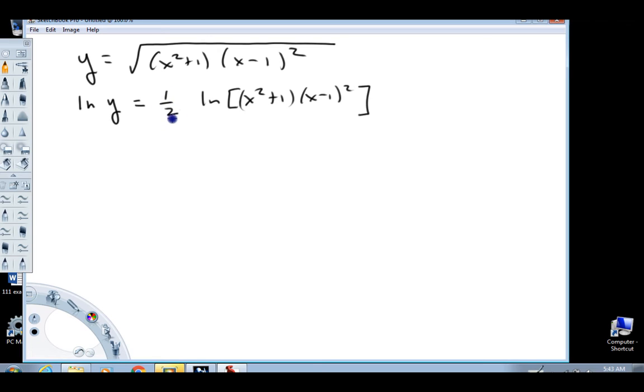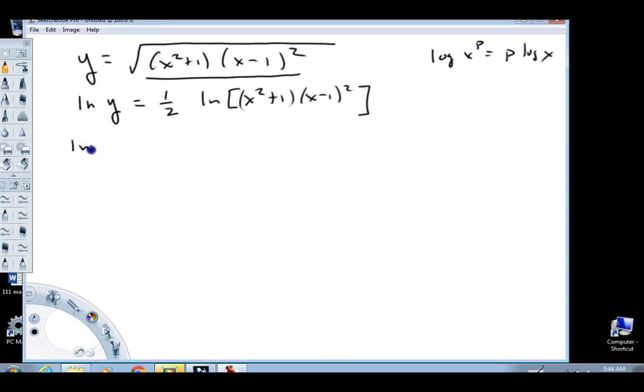Now, here's where the 1/2 came from. Think of it as this to the power of 1/2. So when you take the logarithm, one of the properties of logarithms is that when you take the log of something to a power, I'll just put x to the p here, the power can come out in front. So that's the property that I use to bring this 1/2 out in front. Now, also, this can be expanded out.